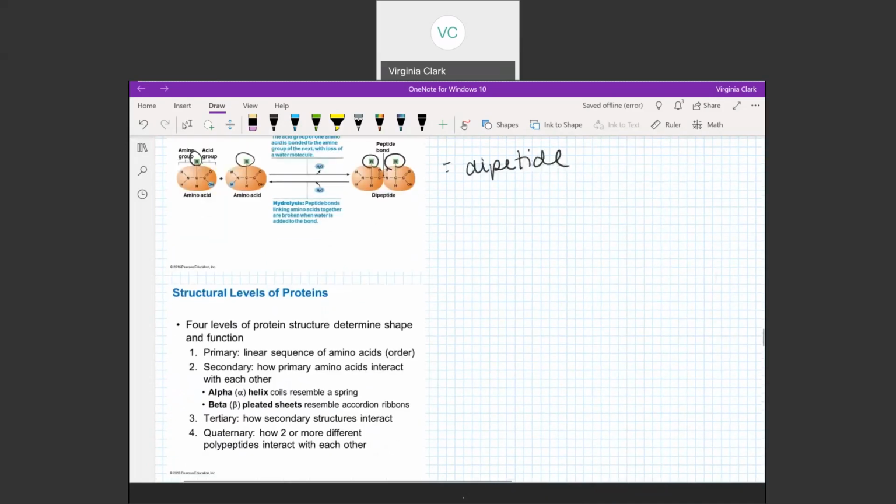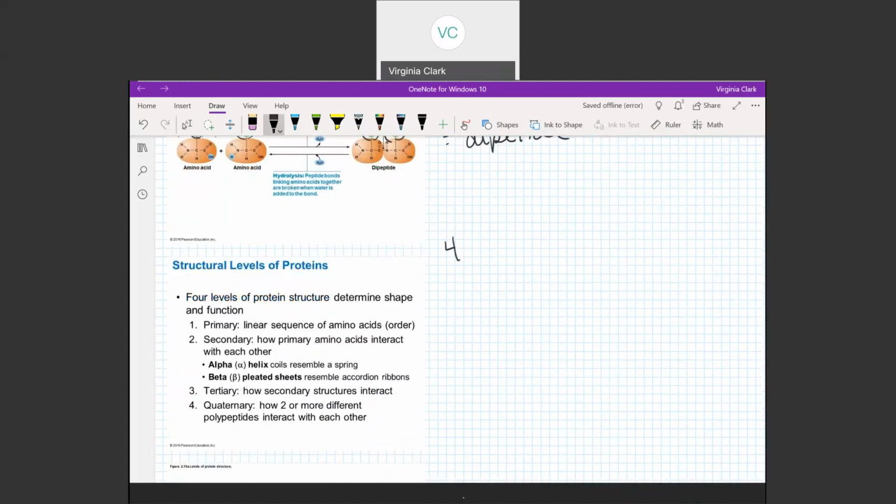And so, like I said, there are going to be 4 different structural levels when we put these guys together. You're going to have the monomer of a protein, which is the amino acid. You're going to put a bunch of them together. You're going to end up with a protein. So here we go, the structural level of a protein. There are 4 different types, and each type will determine what the function of the protein is.